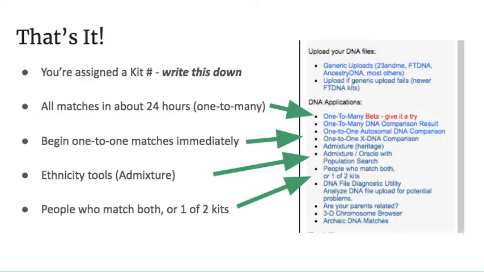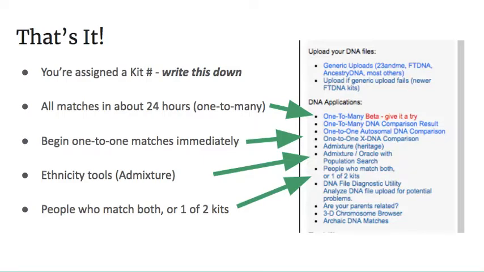You're going to be assigned a kit number, and I recommend you write this down because you're going to be using it a lot. Both if you find new matches, for example on Ancestry or wherever you tested, and you want to communicate with them, let them know that you're on Gedmatch, you want to share your kit number with them. That's one way you can do that. It's also, if you want to do any one-to-one matching with people, you're going to need to know your kit number. And the other thing to know is you won't have all of your matches until about 24 hours.